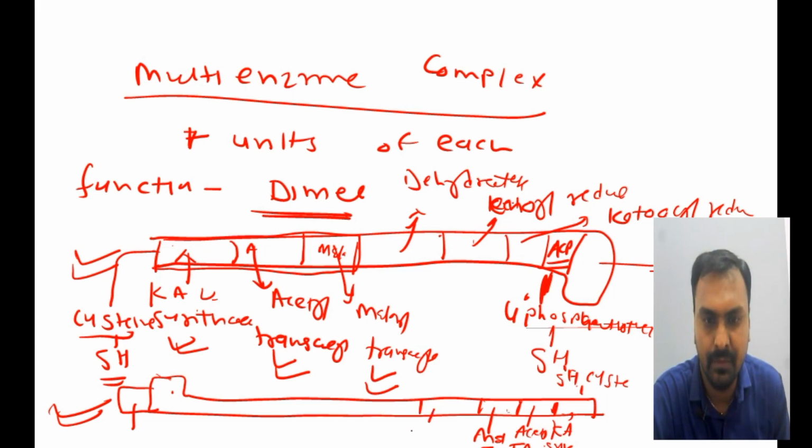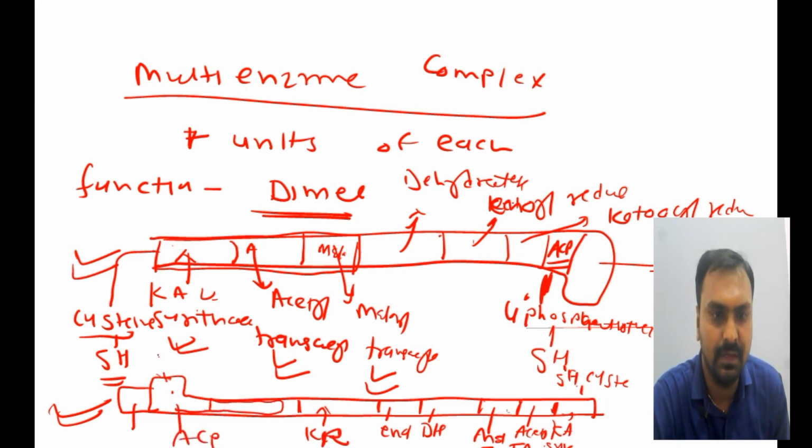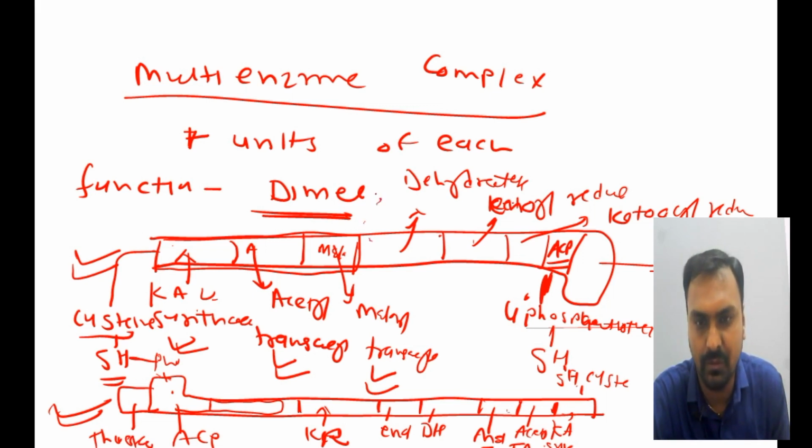Here also there is a dehydratase enzyme, here there is an enoyl reductase, here there is a ketoacyl reductase, and here there is the ACP portion, which contains the phosphopantetheine that binds with this, and here it is the thioesterase. So the functional unit will contain enzymes like this portion only.